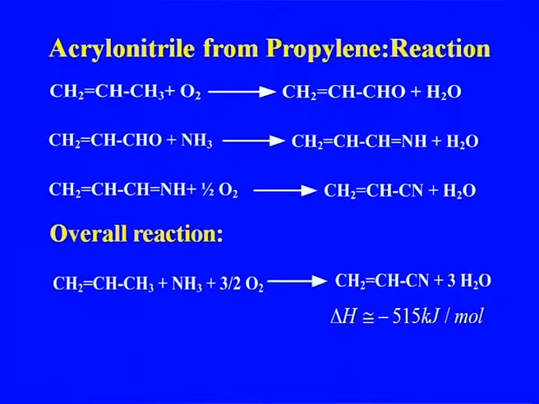This is the reaction in the case of acrylonitrile manufacture, and in the process we are also getting acetonitrile. This is the reaction of propylene with oxygen and the ammonia that we are using for the acrylonitrile. This is the overall reaction that is taking place.